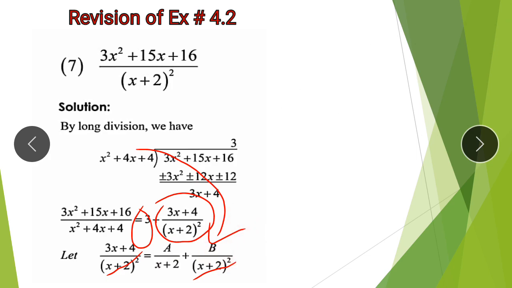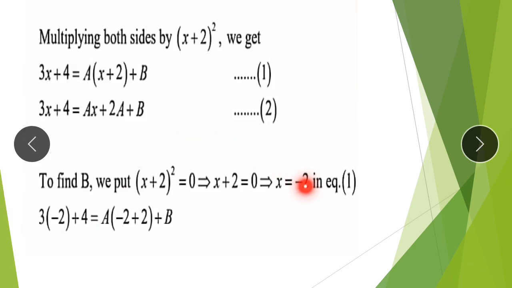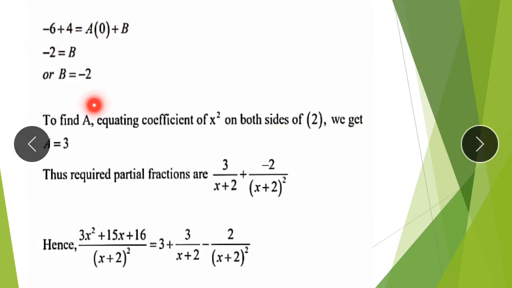So how do we find the value of a? It can be done with the help of equating the coefficients, which will be elaborated ahead. Put x equal to -2 in the equation. Instead of x, we are going to put -2 here. You can see that a will get 0 because -2 plus 2 will be 0. So a times 0 is 0, and you will get the value of b as -2 here.